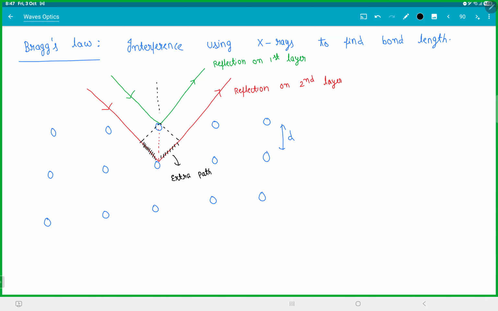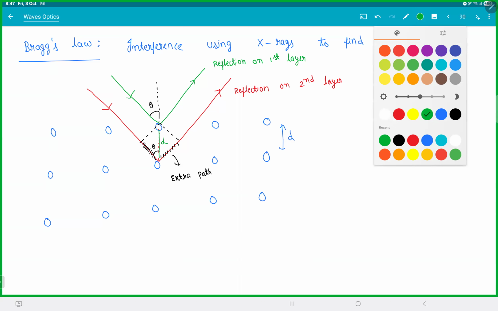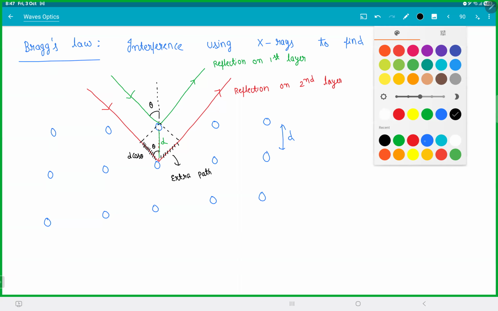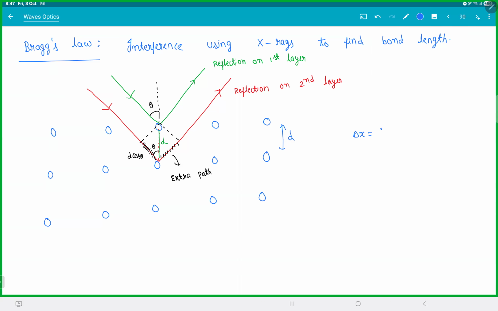Now, if I take angle theta with the vertical, sometimes they'll give it the horizontal. So be careful. This is theta. So this guy will be, and this bond distance is how much? This is d. So this will be d cos theta. So path difference delta x will be 2d cos theta. This will be equal to n lambda for maximum.